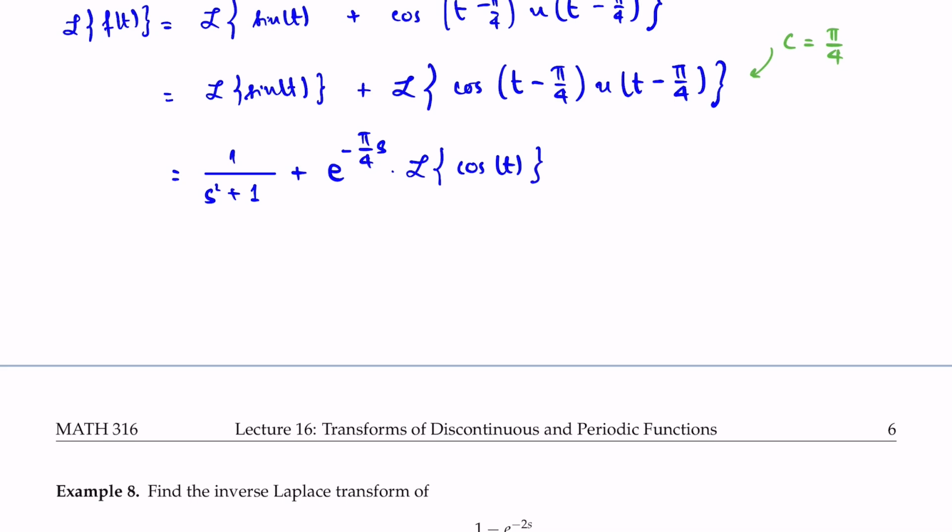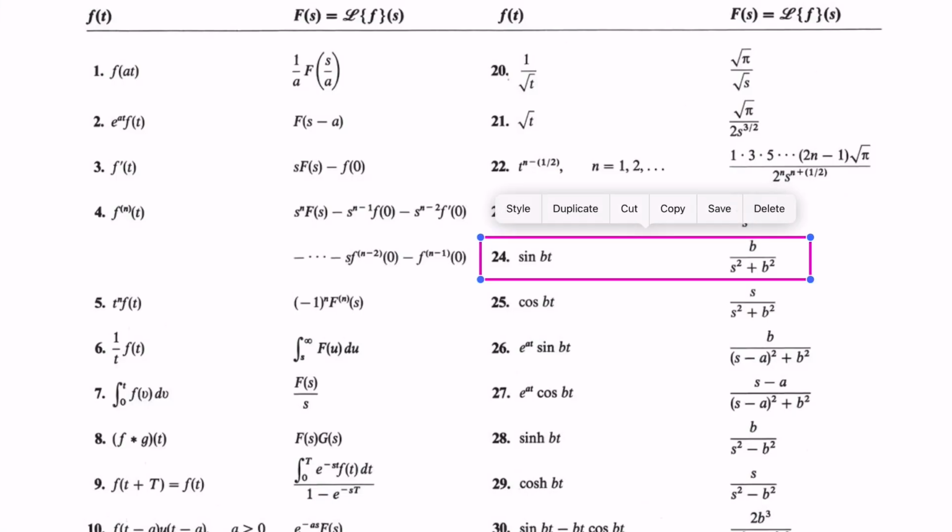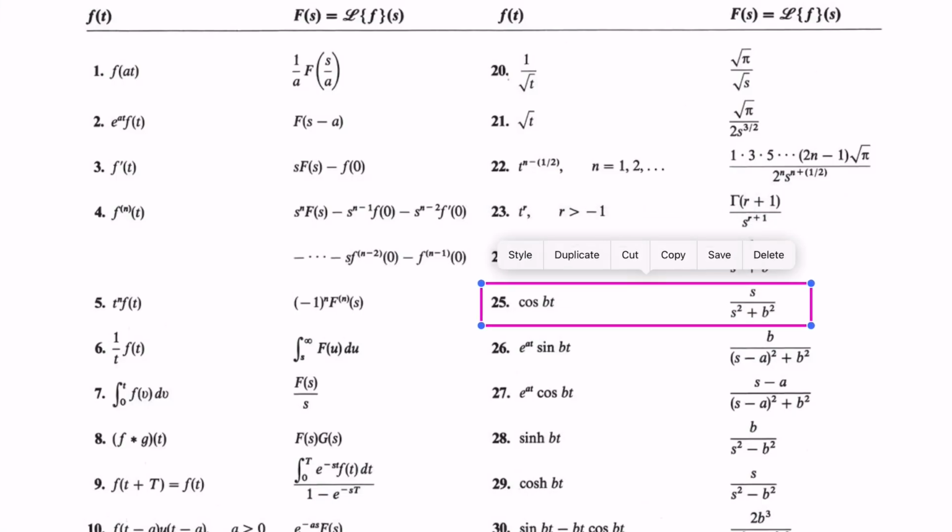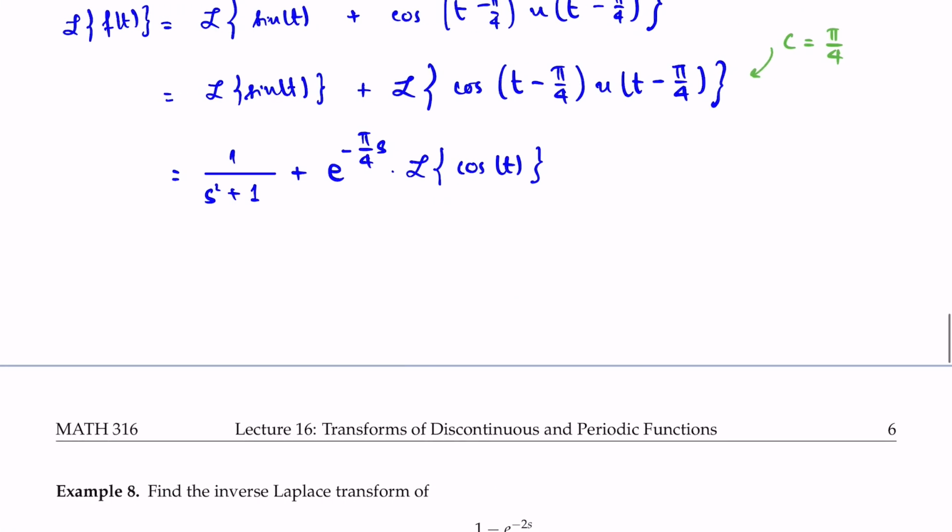Then you go back to the Laplace transform table to look at the Laplace transform of cosine of t. So you look at this function, equation number 25. So cosine of t, in this case, b is equal to 1. Laplace transform of cosine of t is s over s squared plus 1. Or you get 1 over s squared plus 1 plus e to the negative pi over 4 s times s over s squared plus 1.